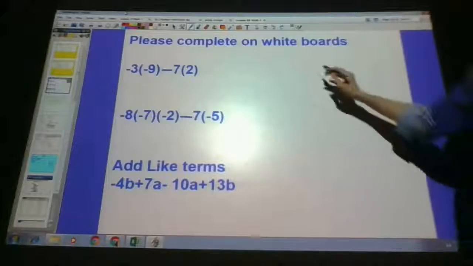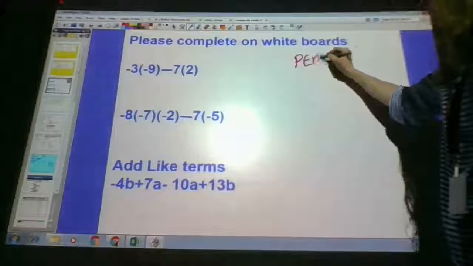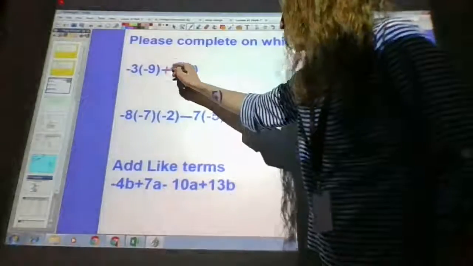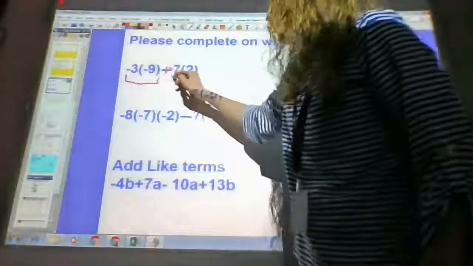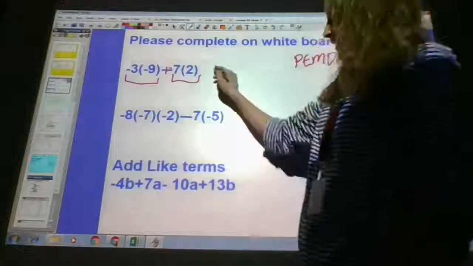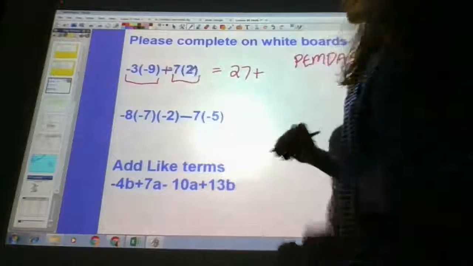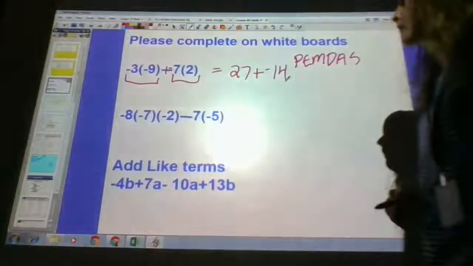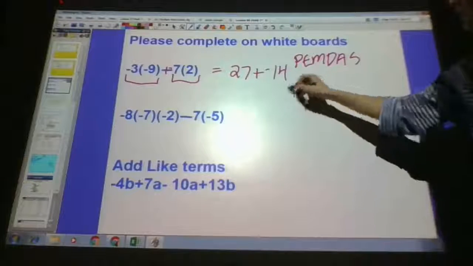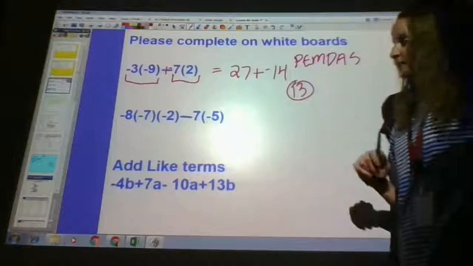All right, when we have more than one operation, remember we want to use PEMDAS. And when we use PEMDAS, we change minus signs into add the inverse, and hopefully you notice that we have to multiply these first. And so when we do that, negative times a negative is 27, plus negative 7 plus 2 is going to be negative 14. And 27 plus a negative 14 is 13, because if you have a positive and negative, you just subtract them.